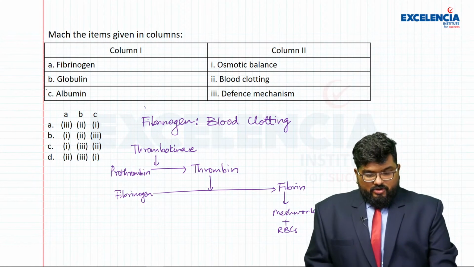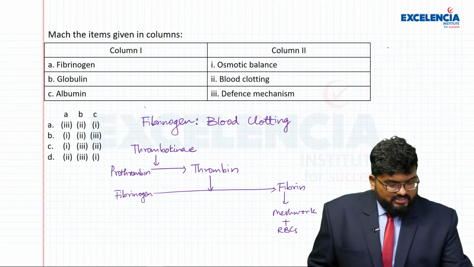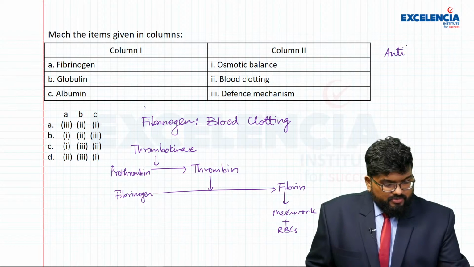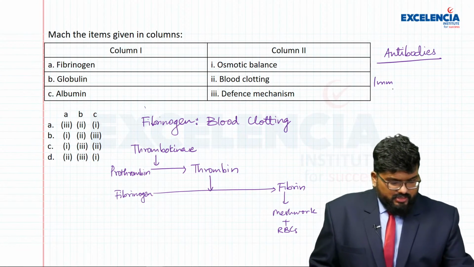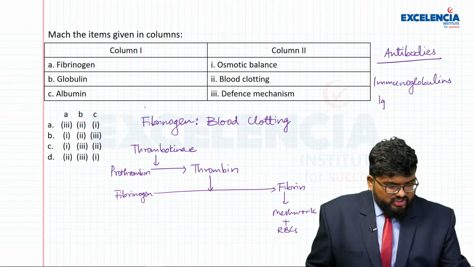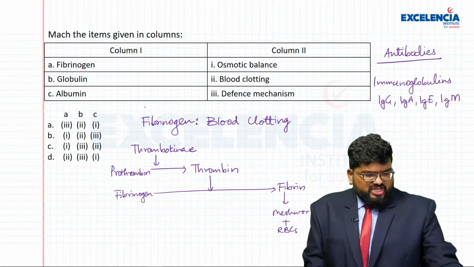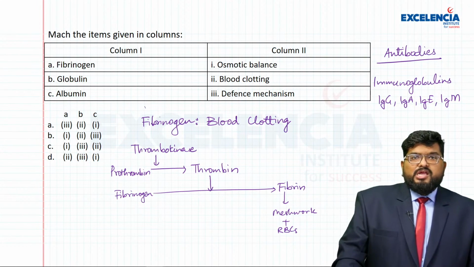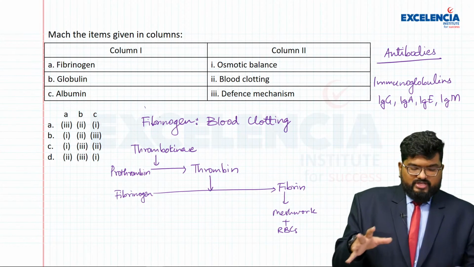Globulins. Yep, globulin is responsible for defense mechanism. Why? Because globulins are antibodies. Globulin is a family of proteins. So we have immunoglobulins: IgG, IgA, IgE, IgM, and IgJ. So these are the different globulins that are responsible for defense mechanism.